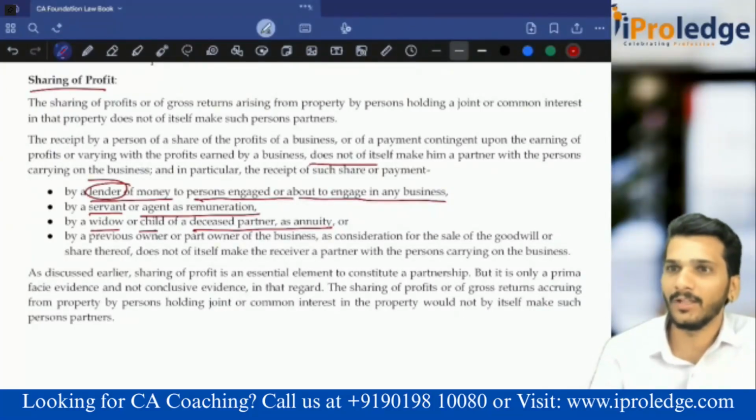Yes, definitely. Widow does not always mean a lady. Widow means the person who lost the spouse.